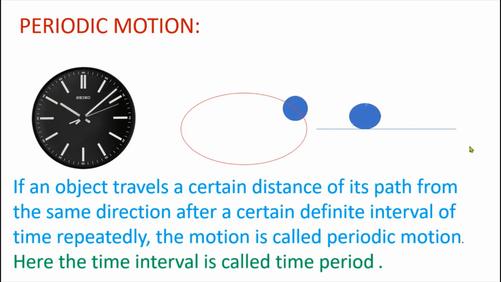Here the time interval is called the time period. In this case, the second hand of the clock will take 60 seconds for one rotation. Here 60 seconds is the time period of the second hand of the clock, and in the second figure the time period of this body is 2 seconds, and in the third figure it is also 2 seconds. After 2 seconds the motion will be repeated. Here also after 2 seconds the motion of the body will be repeated.